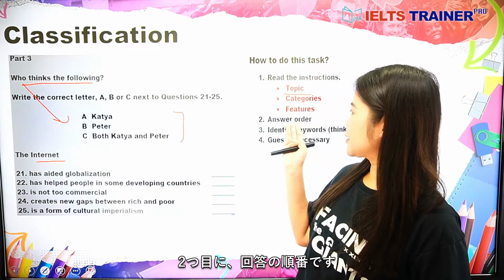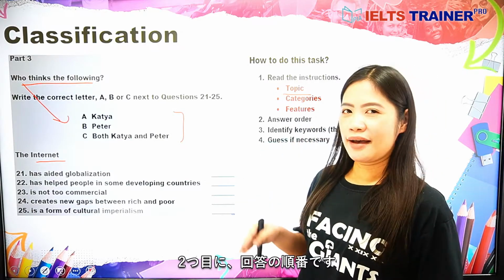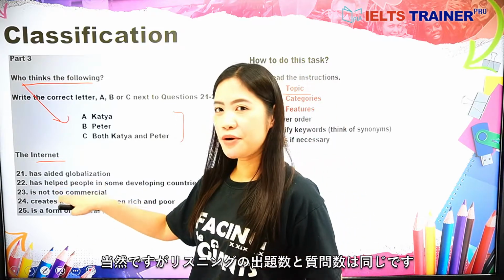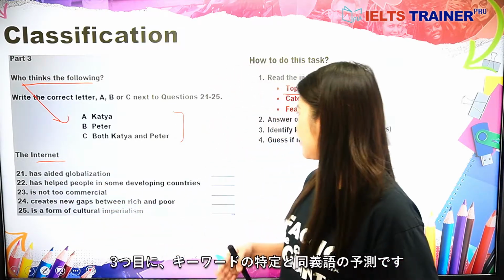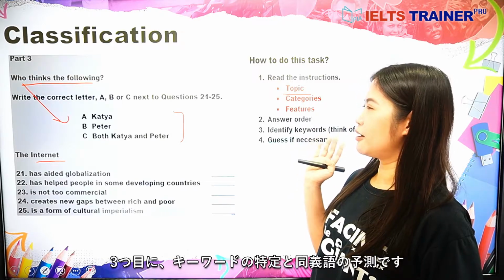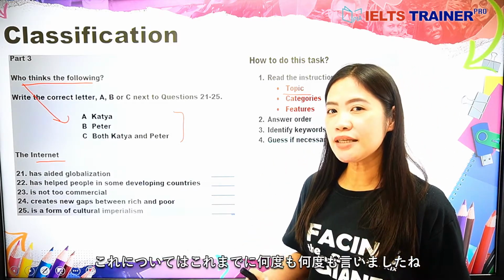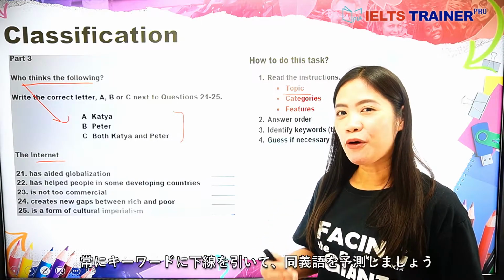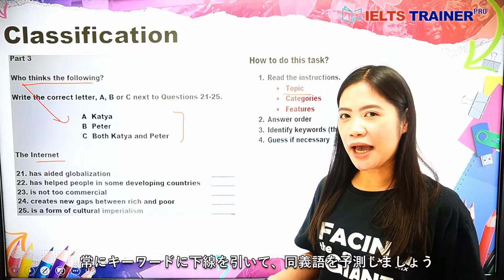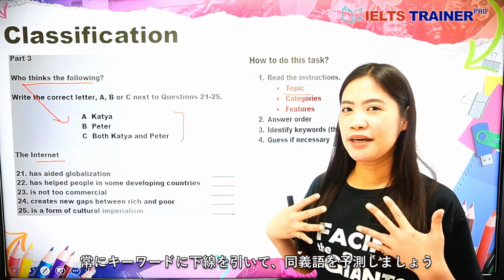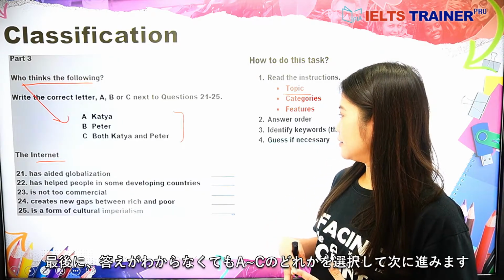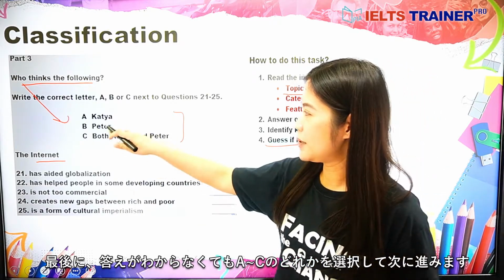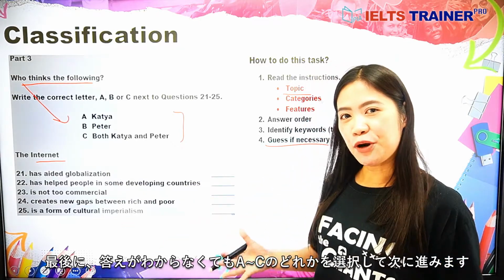Number 2, answer order. Of course, the listening will follow the number of questions. And then identify keywords and think of synonyms. I have mentioned this many times, so always read or identify and underline the keywords and think of synonyms. And then, if you didn't hear the answer, just choose A, B, or C and move on.